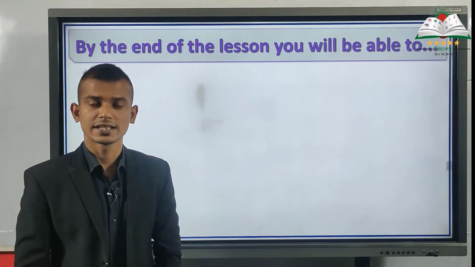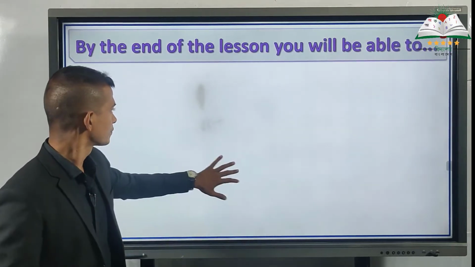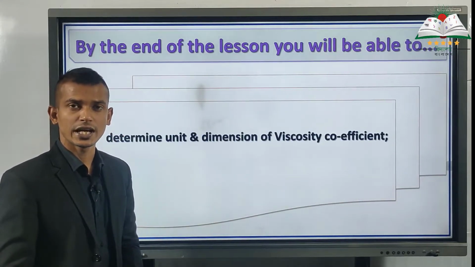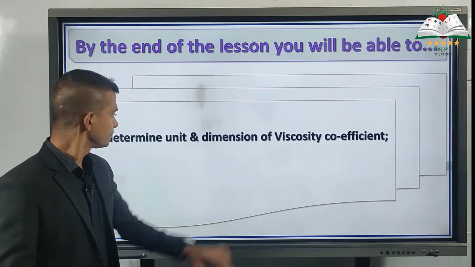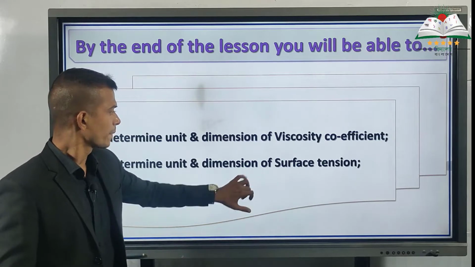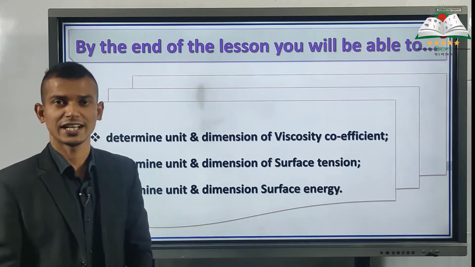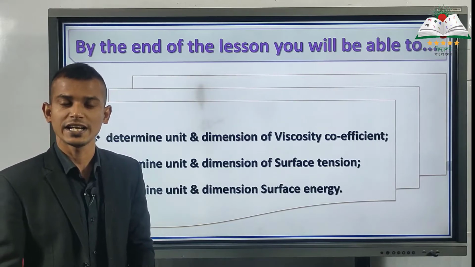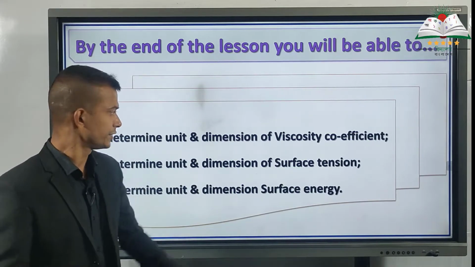By the end of the lesson, you will be able to determine the unit and dimension of viscosity coefficient, determine the unit and dimension of surface tension, and last but not least, determine the unit and dimension of surface energy.